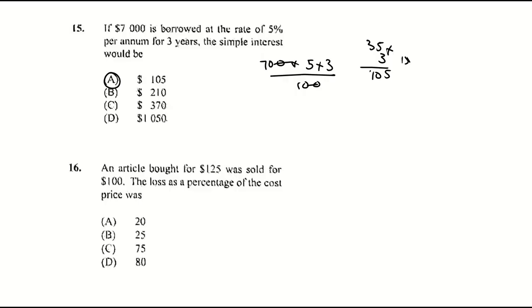An article bought for 125 was sold for 100. The loss as a percentage of the cost price. So you see, loss is of the cost price, and they want it as a percentage, so over 100 over 1. Your loss was 25 over a cost price of, the article was bought for 125. So over your cost price, which is 125, multiplied by 100 over 125 into 25, 125 into 125 is 5, 5 into 100 is 20, so the answer is E for this question, and that is how you would do number 16.